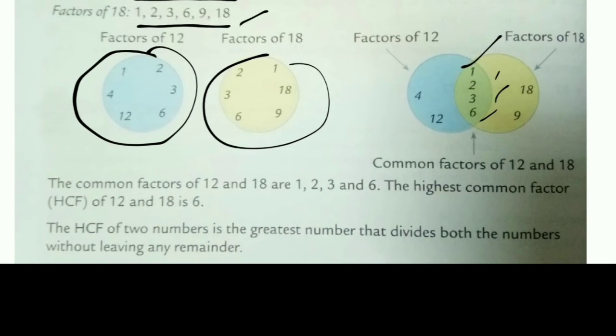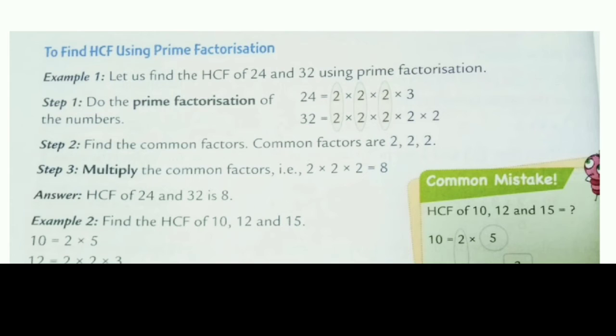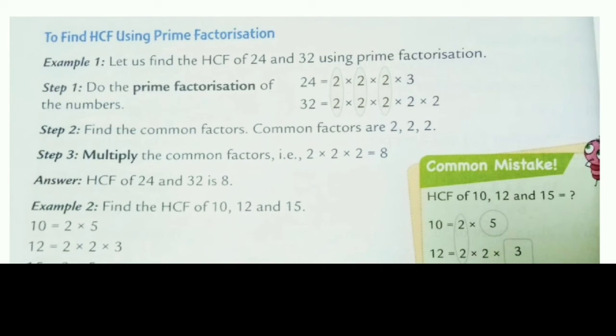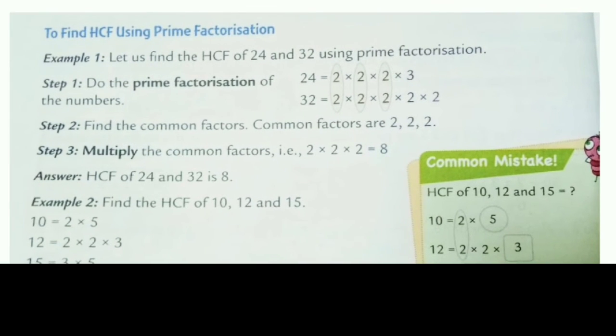In this one, we have to find the highest. Highest means biggest, greatest. These are the same word. So the highest common factor of 12 and 18 is 6. Clear? Next, to find HCF using prime factorization. So here are three examples. Let us see the first one.